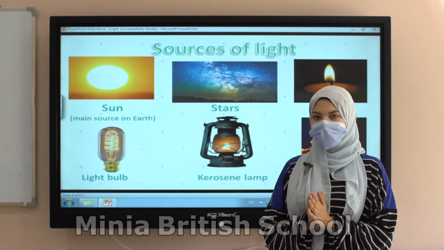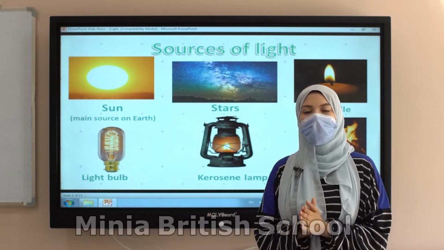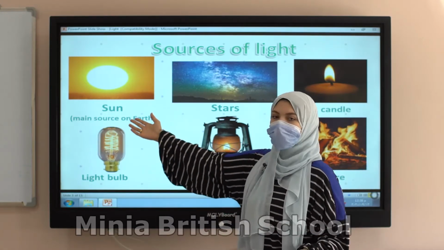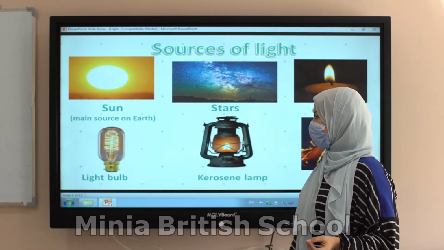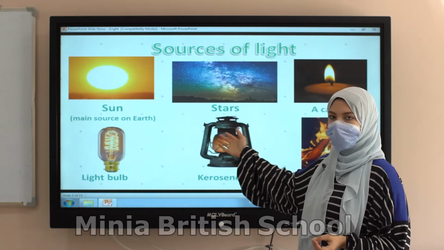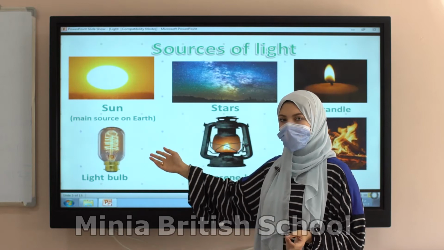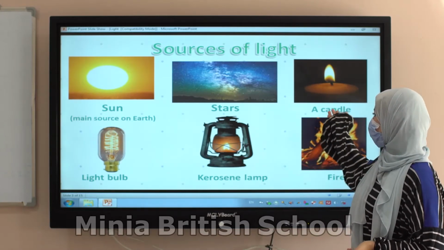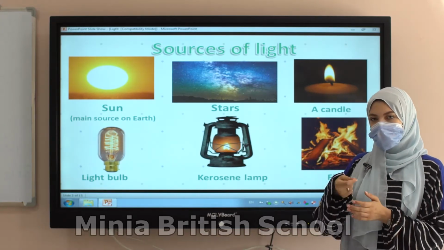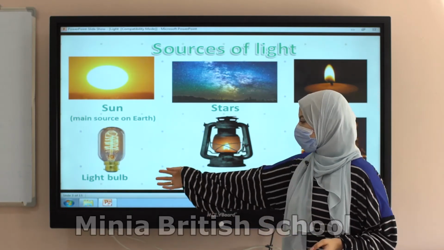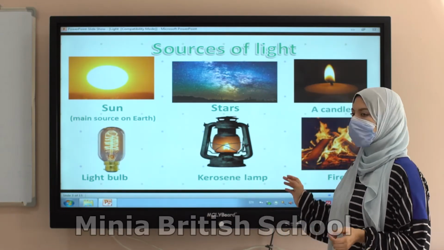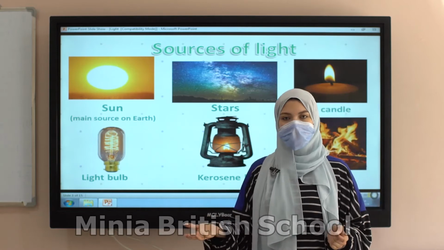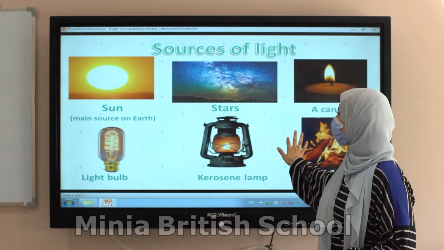Let's know about sources of light. There are natural sources and artificial sources. Natural sources, as we know, are the sun, the main source of light in our life, and stars. What about artificial? Like a candle, a light bulb, a kerosene lamp and fire. So we have natural sources and artificial sources.